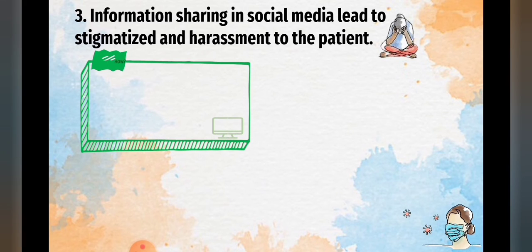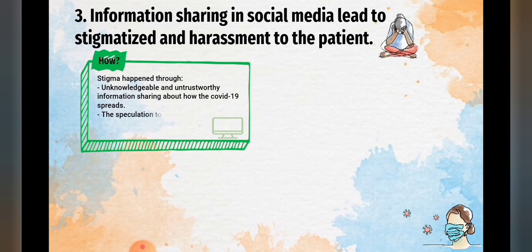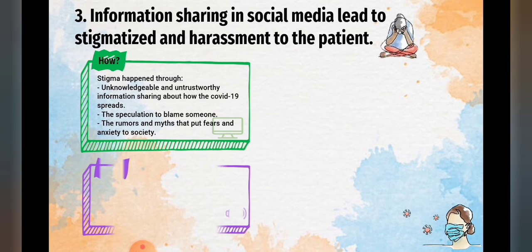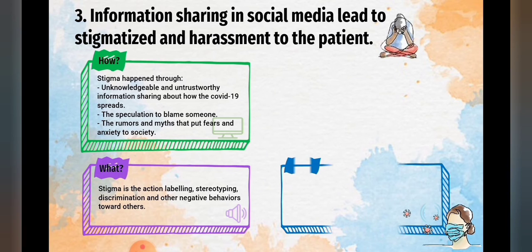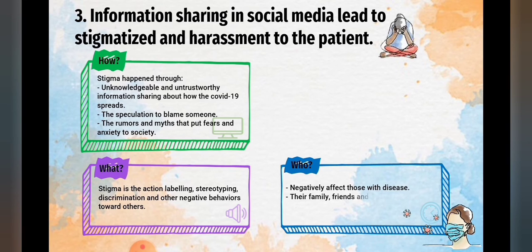Stigma in COVID-19 cases happens through unknowledgeable and untrustworthy information sharing in social media about how COVID-19 spreads, the speculation to blame someone, and the rumors and myths that put fears and anxiety into society. Stigma is the actions of labeling, stereotyping, discrimination, and other negative behaviors towards others. This way of treatment can negatively affect those with the disease as well as their family, friends, and communities. People who do not have the disease but share other characteristics with this group may also suffer from stigma.